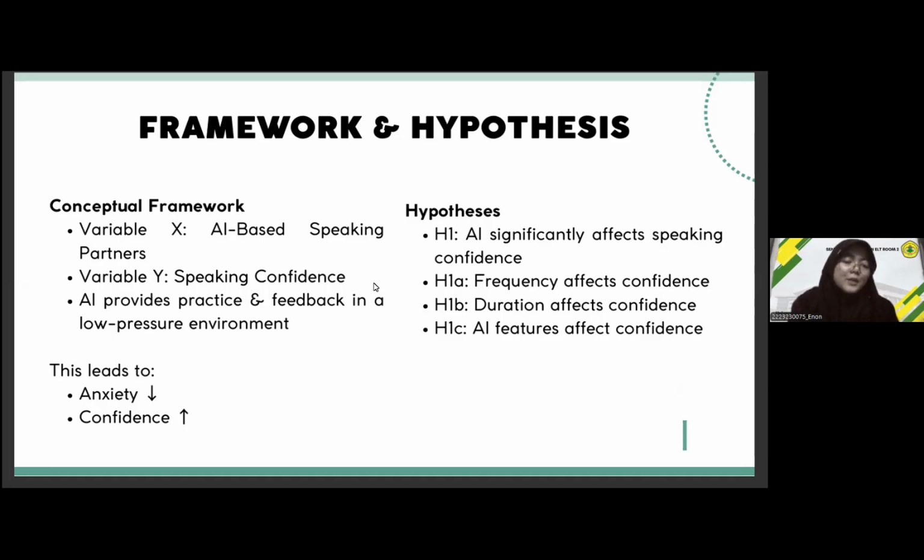H1A examines whether the frequency of using AI affects student confidence. H1B focuses on the duration of practice, whether longer use leads to higher confidence, and H1C looks at specific AI features such as feedback and conversation support. These hypotheses aim to identify which aspects of AI contribute most to improving student confidence.